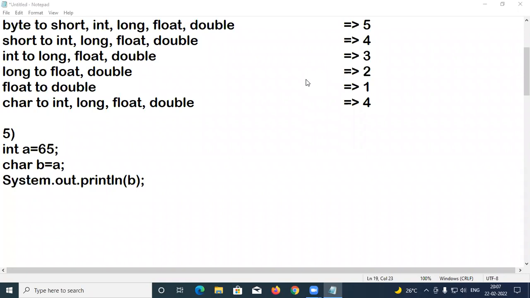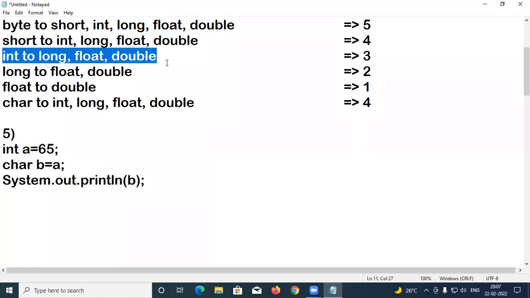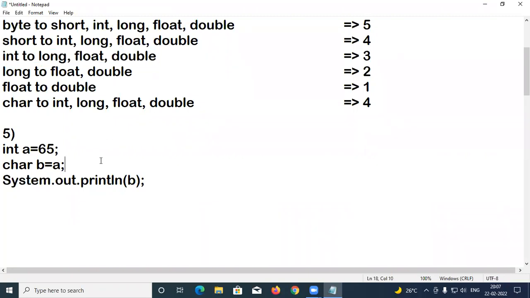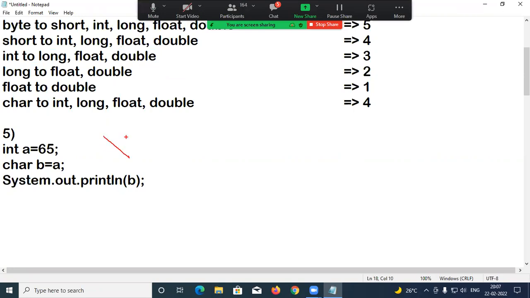Say here A, which type? Integer type. B, which type? Character. Is it character to integer or integer to character? Integer to character is not there. It comes under 2-3 conversions, and that means it's an error. Not valid. Okay, write this one. It's an error.